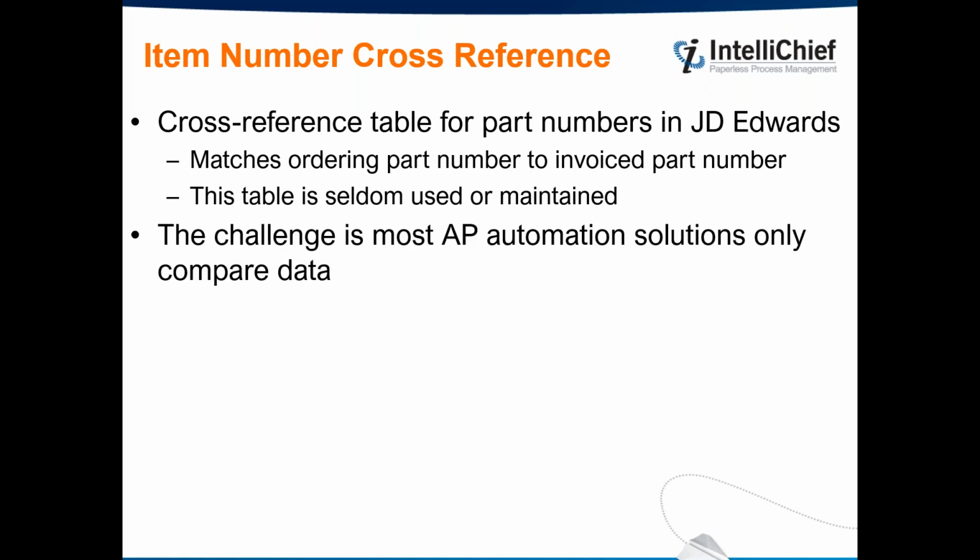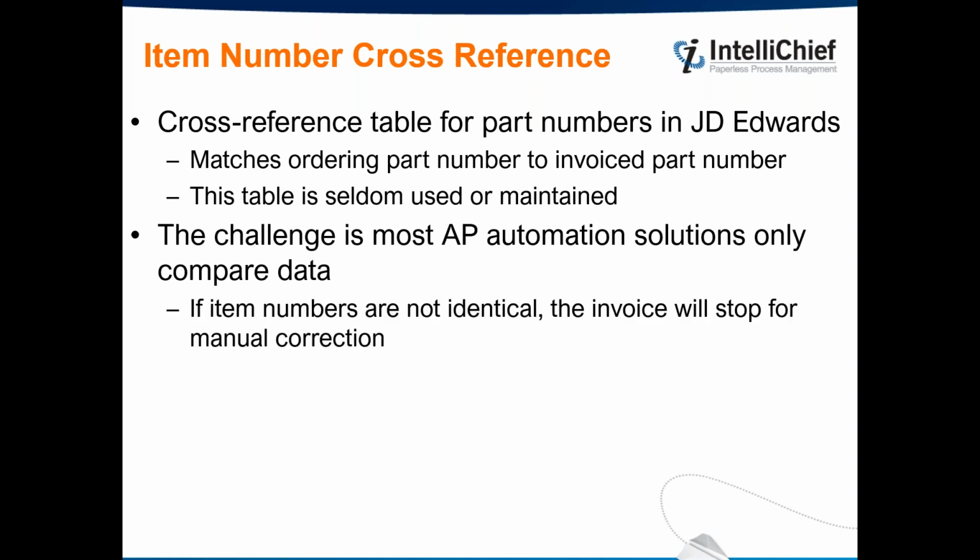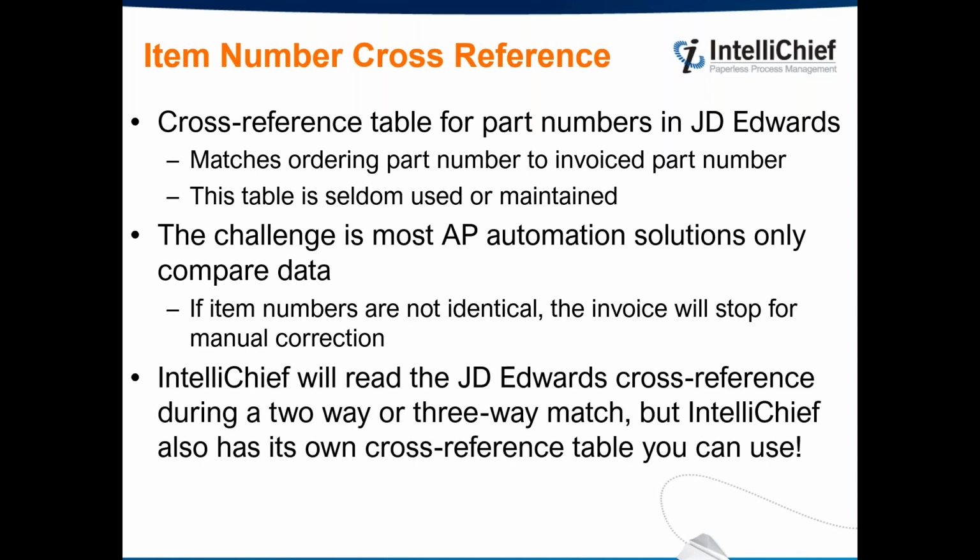A lot of solutions out there in the marketplace only compare raw data, right? They only look at what's on the invoice, and if what's on the invoice doesn't match what's on the PO, for example, the invoice stops and someone's going to manually touch it. And so what IntelliChief has the capability to do is not only read your JD Edwards cross-reference table during the match process, but if you don't use that, IntelliChief has its own cross-reference table that you can populate.